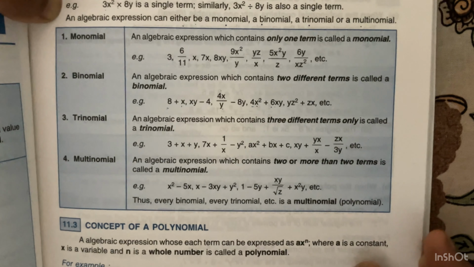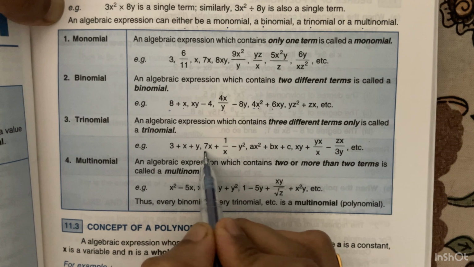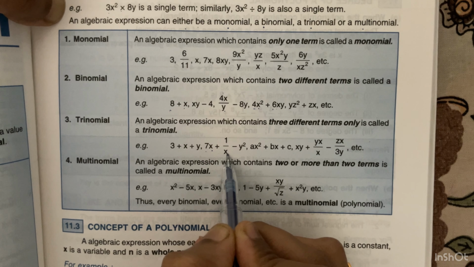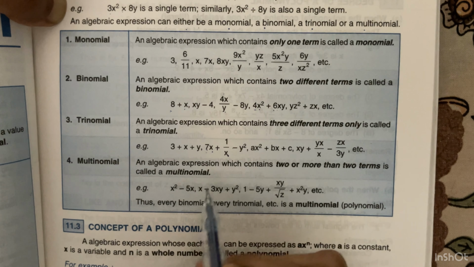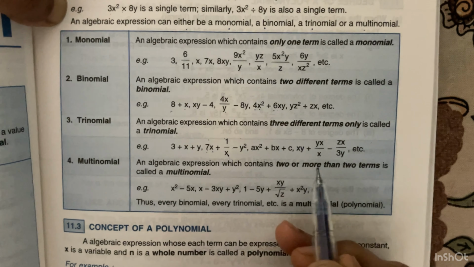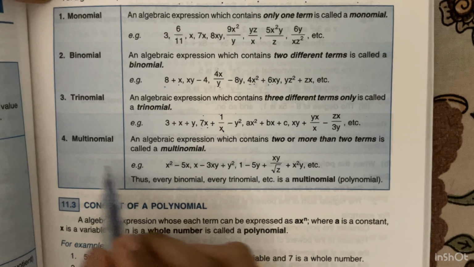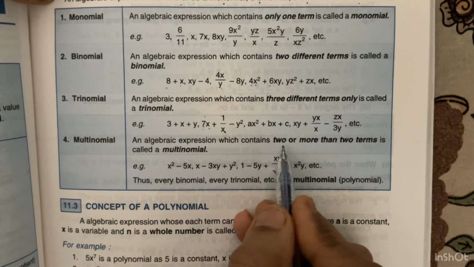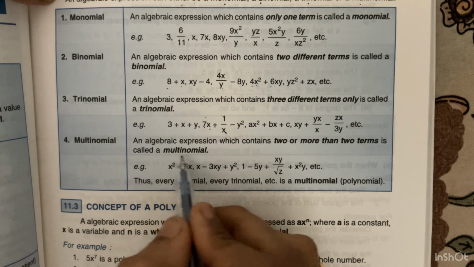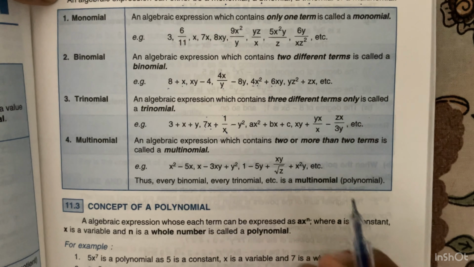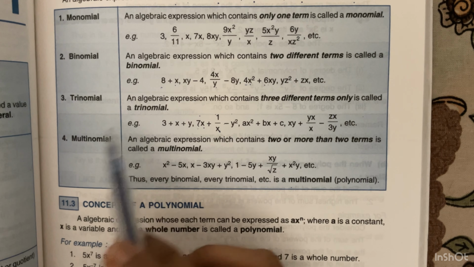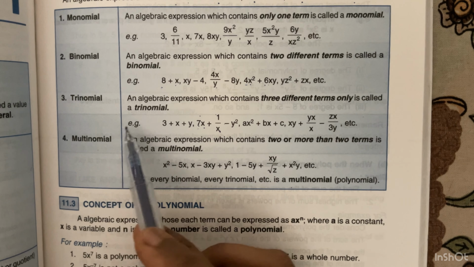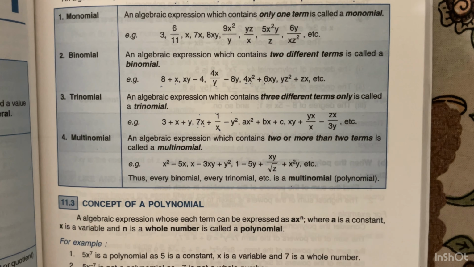Now in the case of trinomial, take this: 7x is one term, 1 by x is another term, minus y square. These three terms are separated by plus and minus, so we have 1, 2, 3 terms here. Now look at this question, a multinomial. It may be two or more than two terms, we will call it multinomial. Hence every binomial and trinomial we will say is a multinomial, and so on if it is more than trinomial also.